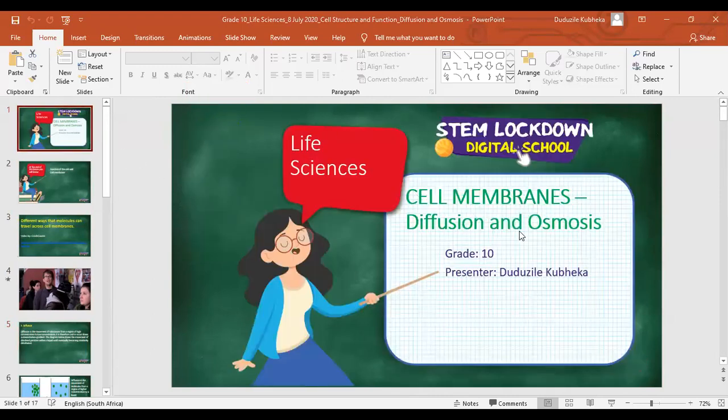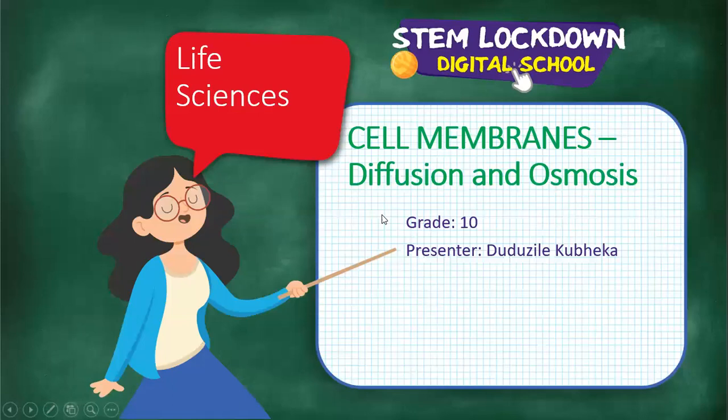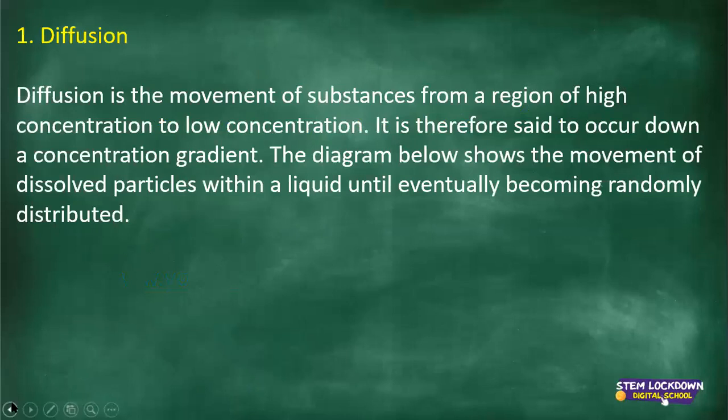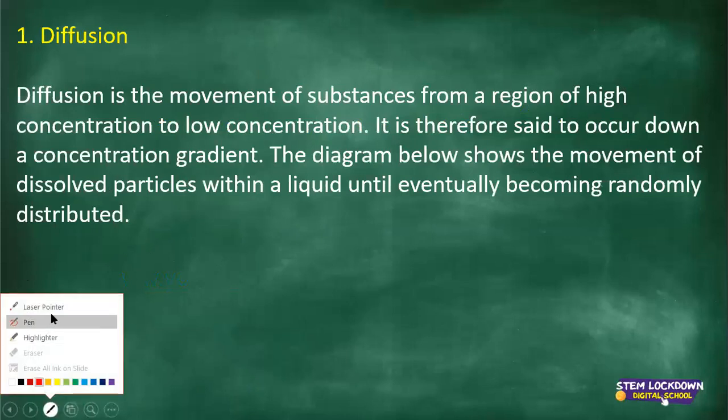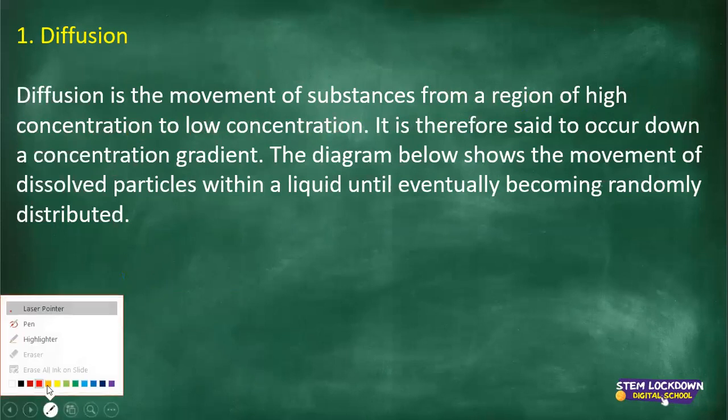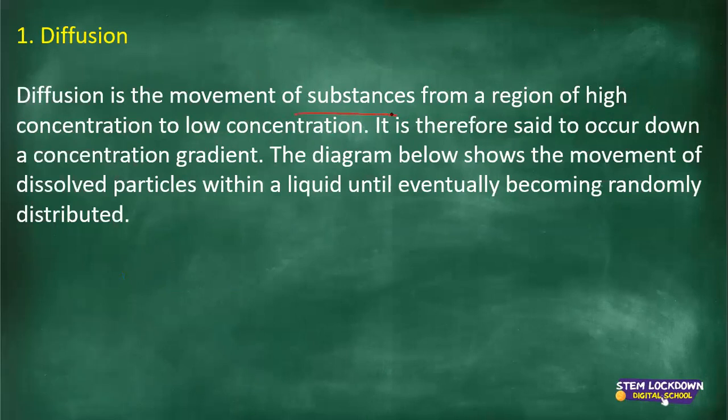The work that will be covered in today's Kahoots includes mainly the transport, which is diffusion, osmosis, facilitated transport, and active transport. Remember when we discussed diffusion, I'll move through these quickly. Diffusion is what? This is the movement of substances from a region of high concentration to low concentration. This is very important to understand. When that happens, that means that those substances are moving down a concentration gradient. Those are the important points.